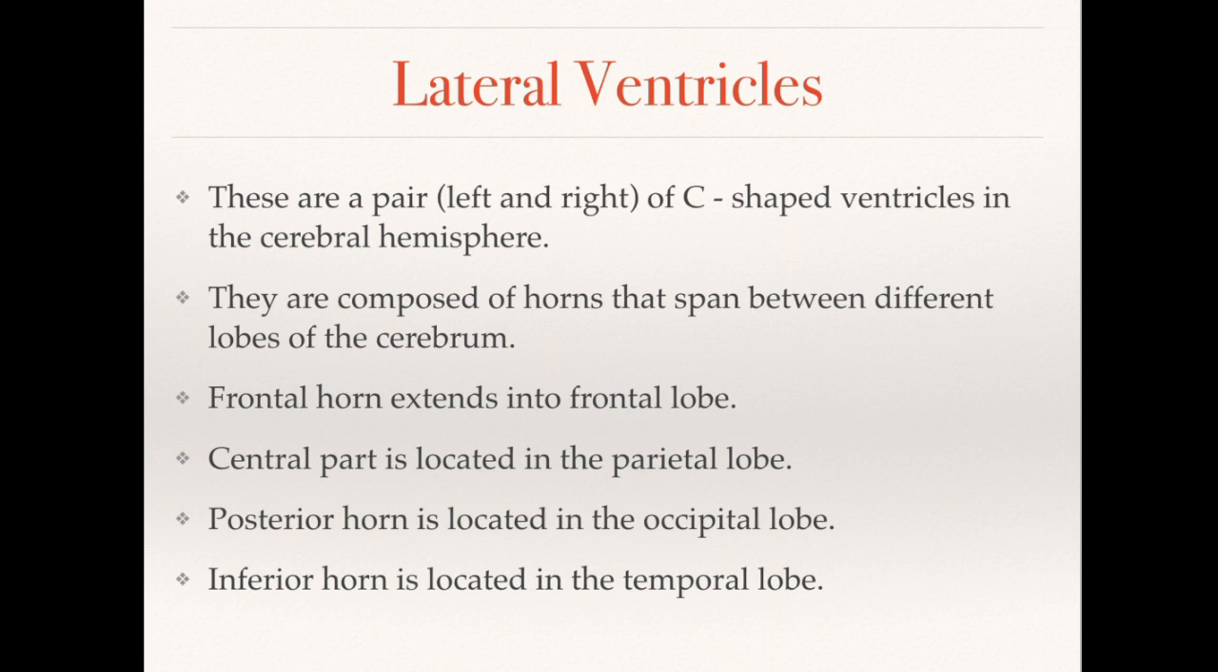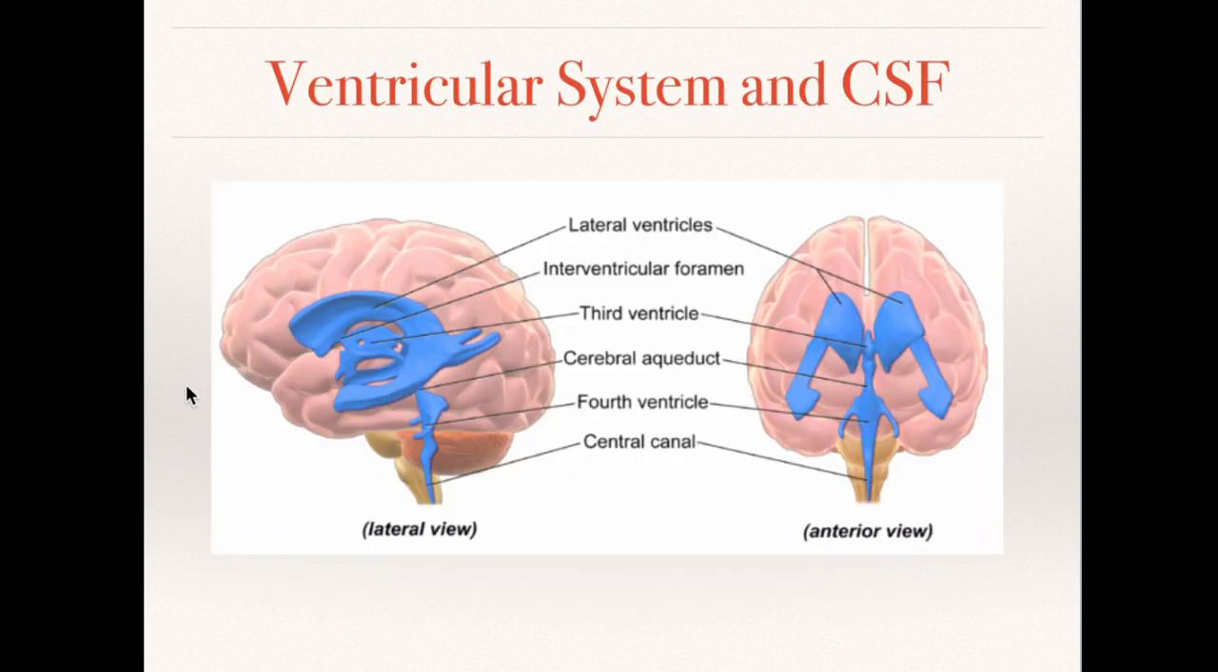So let's have a look at what this would look like. This is a perfect example of how the lateral ventricle looks. It's C-shaped, and as you can see, you have the frontal horn here, or the frontal portion. So this extends into the frontal lobe. This is the body, or the central part, which is located in the parietal lobe. This is the posterior horn, located in the occipital lobe. And over here you can see the inferior horn, which is located in the temporal lobe.